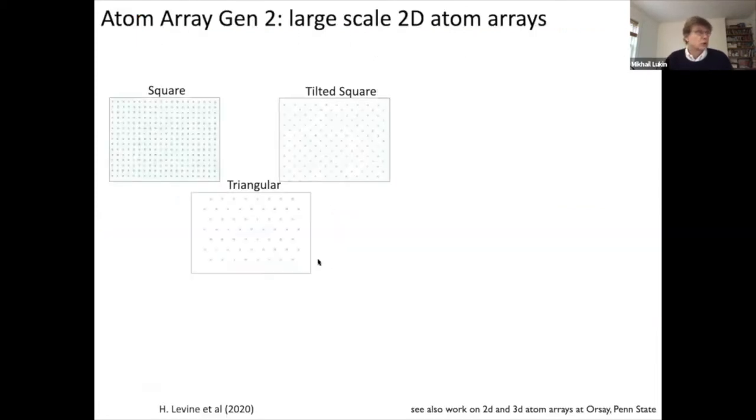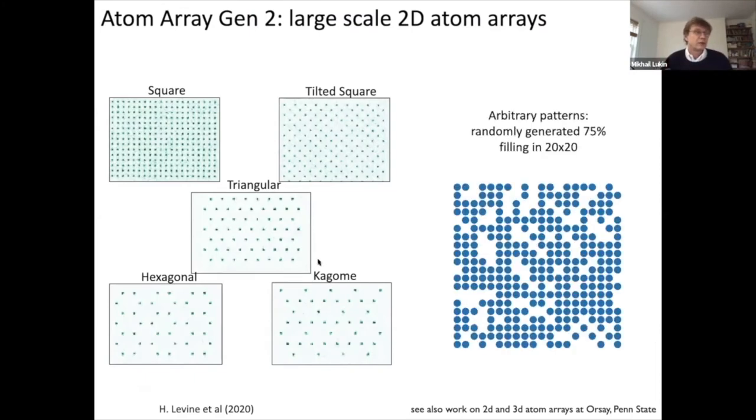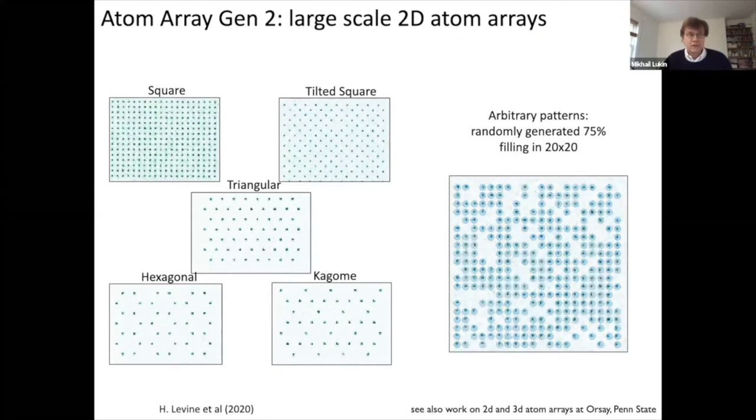In the recent year or so, we have extended our system to control two-dimensional arrays of atoms, and we can place them in any way we want, and create irregular patterns on demand. And this is a very interesting starting point for problems of interest for the nuclear physics community. So I think, let me just directly skip maybe to the last slide.